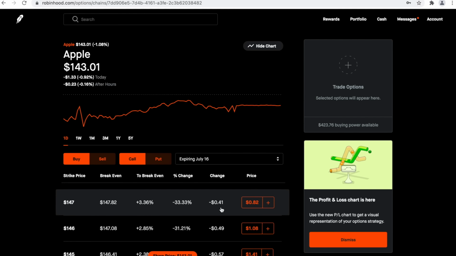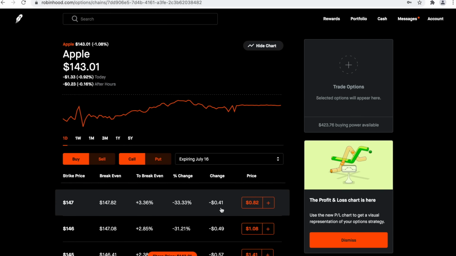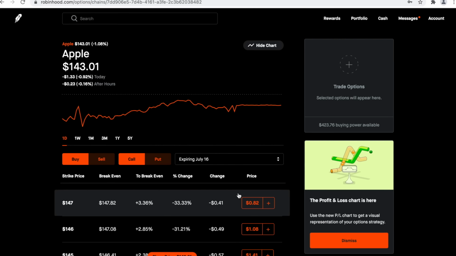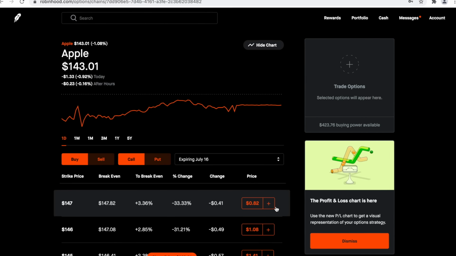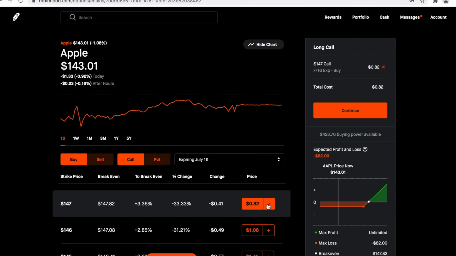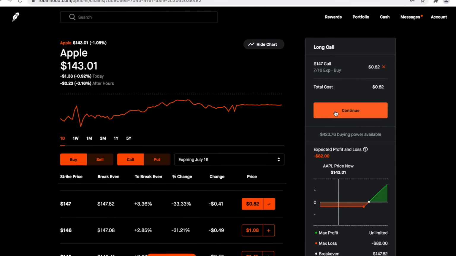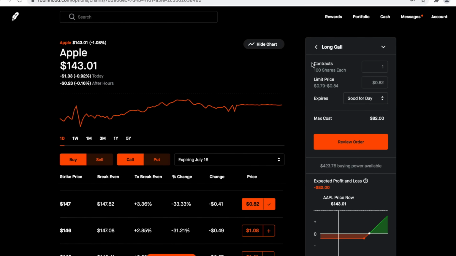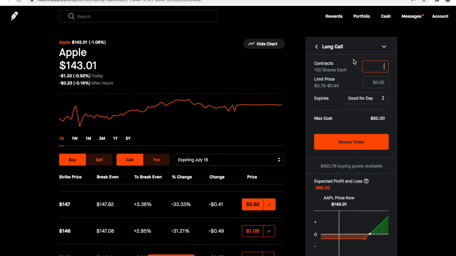A contract, you're about to find out, which I should have explained earlier. A contract is an options contract, so it's this entire thing right here. This is what you call your premium. So the premium is the amount you're paying for that given contract. So in this case, if I wanted to buy this right now, which the market isn't open, so I can't, but if I wanted to, I press the plus sign, be long call, I would continue. And as you can see right here, it says contract. And boom, right here, I'm paying $82.